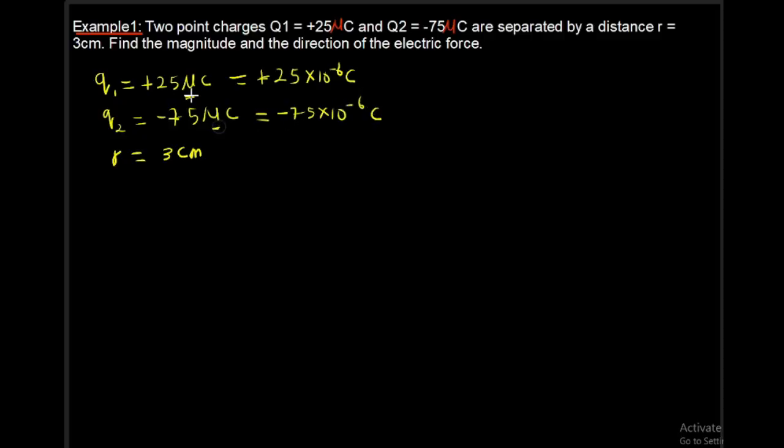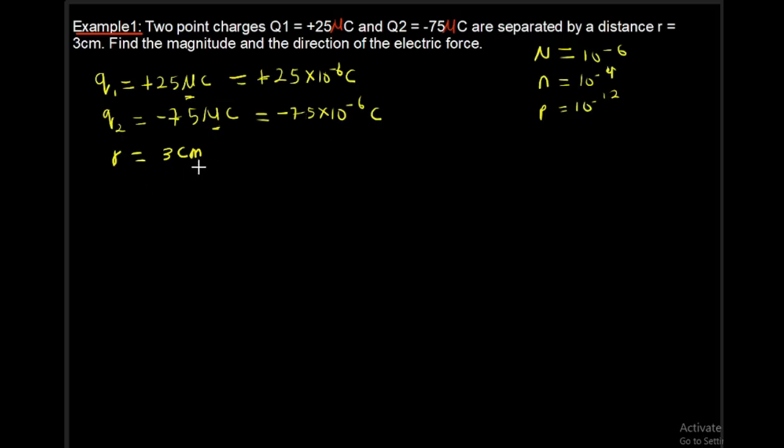All right, micro is a prefix, it means 10 raised to the power minus 6. We also have other prefixes like nano, small letter n, meaning 10 raised to the power minus 9. We also have pico, 10 raised to the power minus 12. We're going to be using these a lot, so please take note of them. So we have this and this.